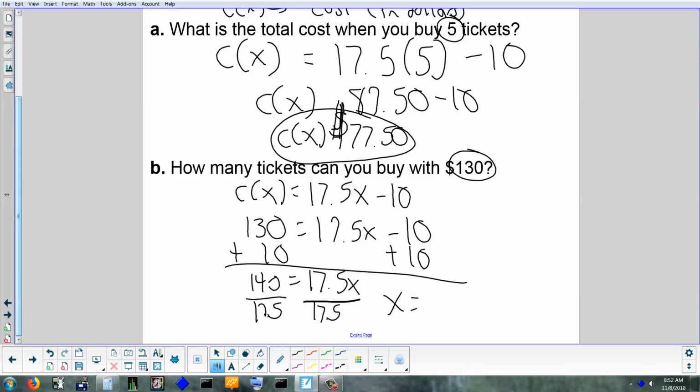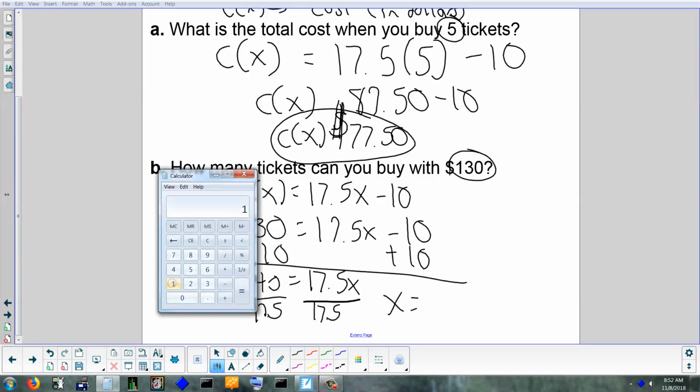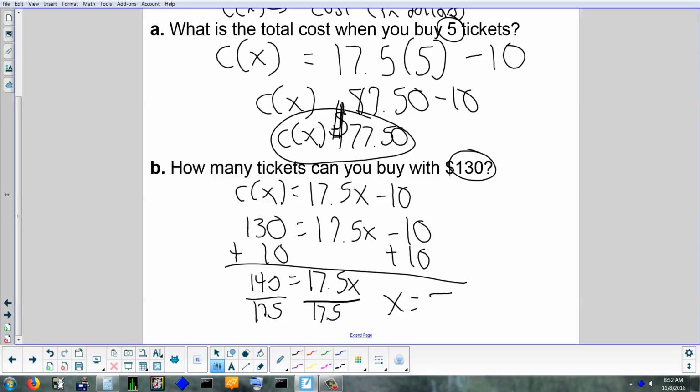X equals, let's see, 140 divided by 17.5, right? 8. 8 what? 8 tickets. Yes? That's it. Alright, that's it. Everybody good?